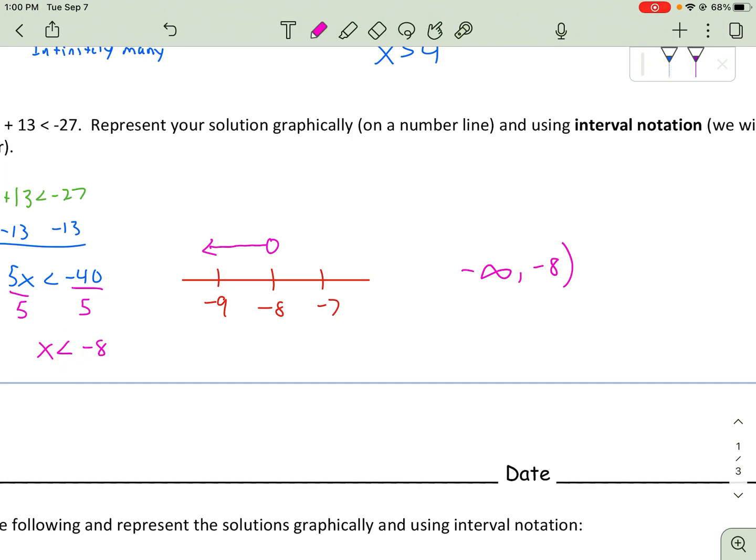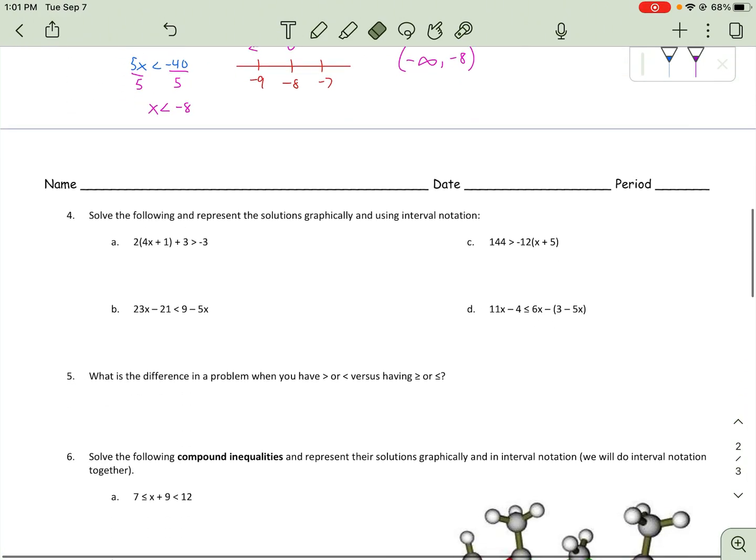And then on negative infinity, that's not even a number, it's more of a concept. So you can never actually equal negative infinity, and so that's always going to be a parenthesis. The other option would be, if we could include -8, we would put a bracket. A square bracket means that -8 is included, but that's not what's happening here. So that's interval notation.